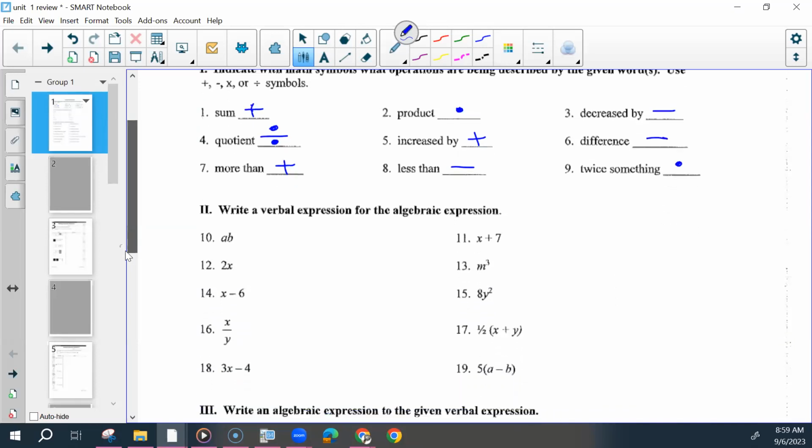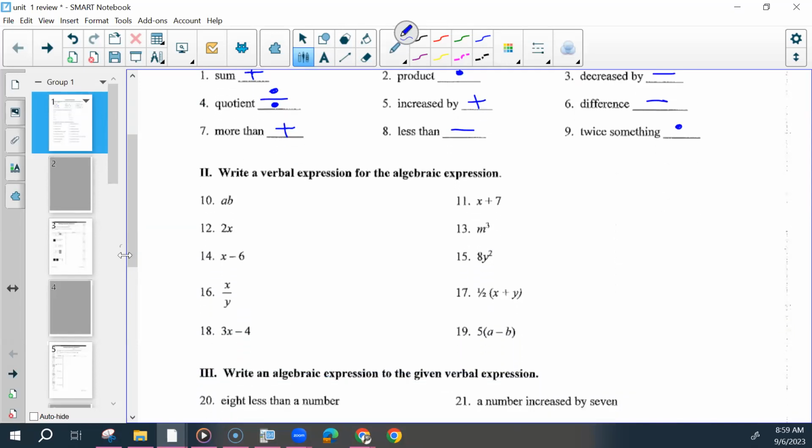So of course, there are more words than that. We talked about a bunch previously. If you need a reminder, you can pull those notes out. But in this first section, we want to write a verbal expression. So write in words these algebraic expressions. Which of these from this section, 10 through 19, do we want to go over or have questions about?